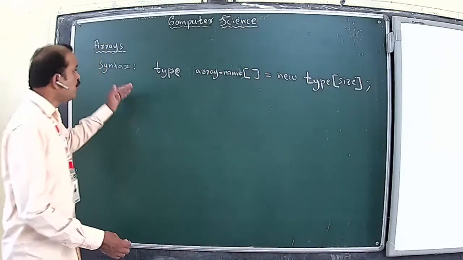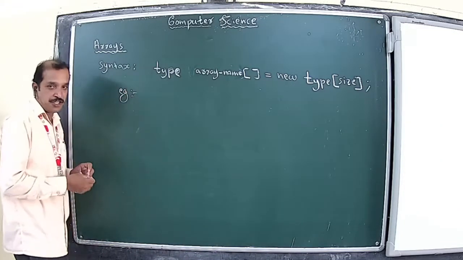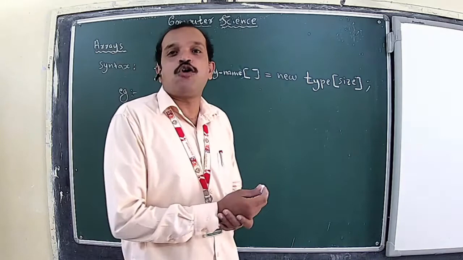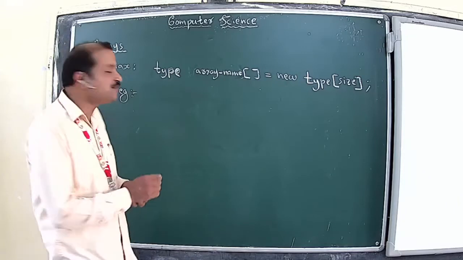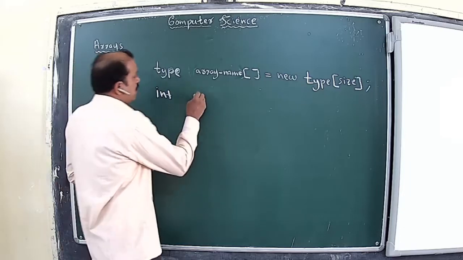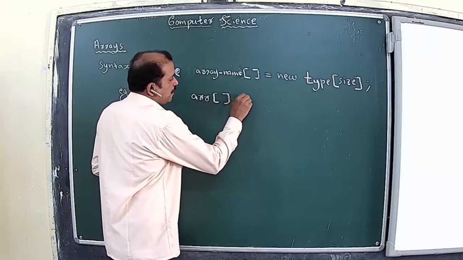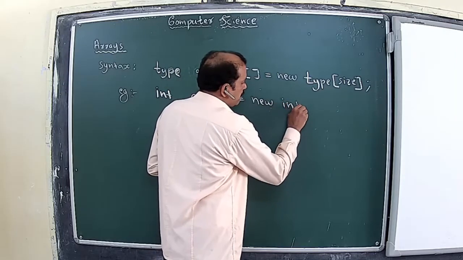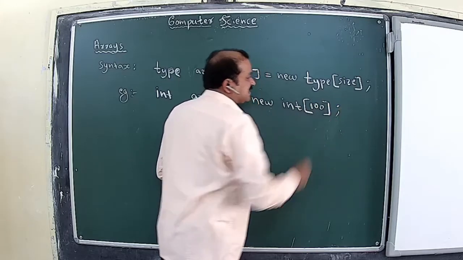Now we will see an example for this so that the syntax can be clearly explained further. Let us say we are going to create an integer array of 100 elements. A single variable can store 100 integer values. That is what we are going to see here. The type is going to be integer, and the array name, let's say ARR, equal to new integer of 100. 100 is the size of the array.